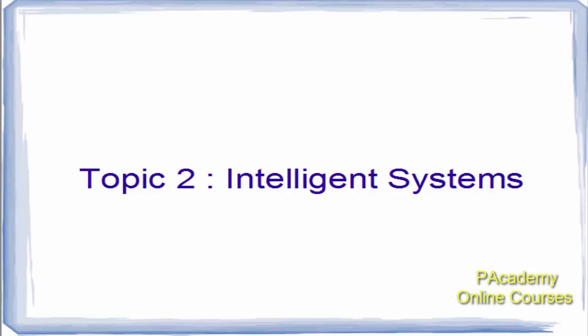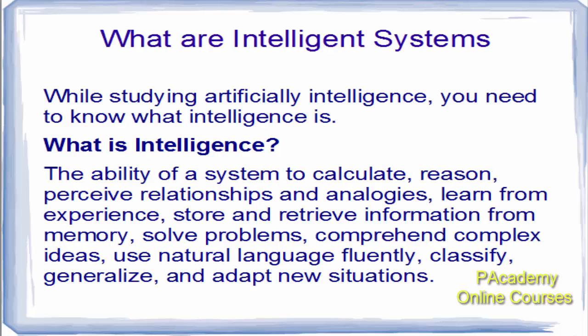The topic 2 on our list is intelligent systems. So what are intelligent systems? While studying artificial intelligence, you need to know what intelligence is.